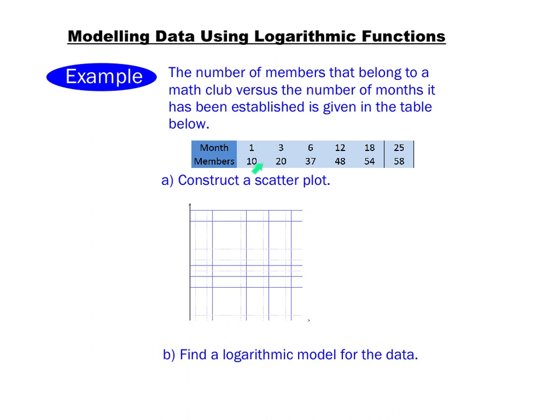In the first month, there's 10 people. In the third month, there's 20. After 6 months, there's 37. After a full year or 12 months, there's 48. After 18 months, there's 54. And after 25 months, there's 58. Construct a scatter plot.